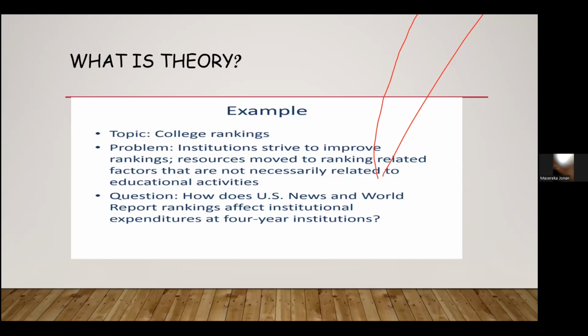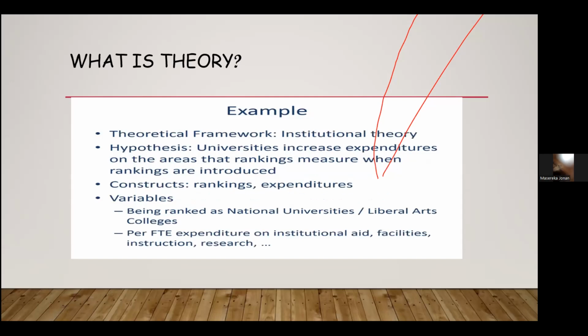Therefore, I came up with a research question to guide my study. That is, how does US News and World Report rankings affect institutional expenditures at four-year institutions? So hopefully, as you noticed, the research question is quantitative rather than qualitative. So my approach will be more deductive rather than inductive.